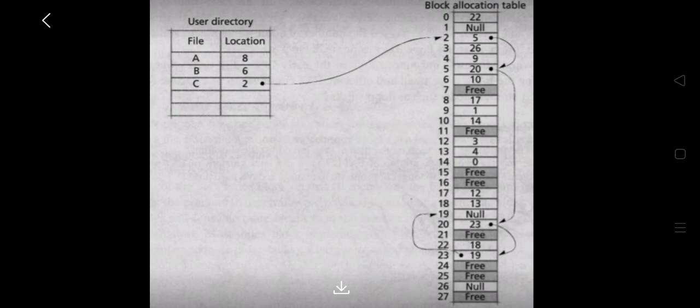The current block number is used as an index into the block allocation table to determine the location of the next block. So by using 2, on looking in the block allocation table, we can see that the next entry is at 5. On going to index 5, we see that the next block is at 20, and so on. The block allocation table entry for a file's last block has a null value in it.